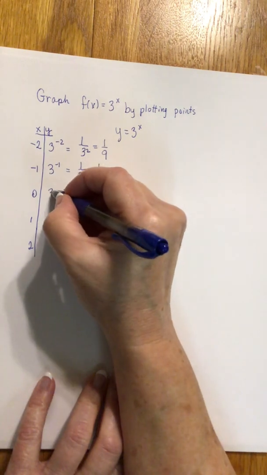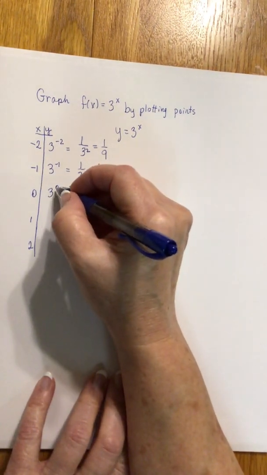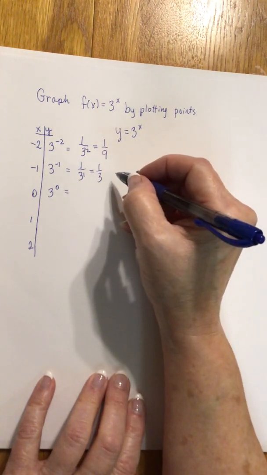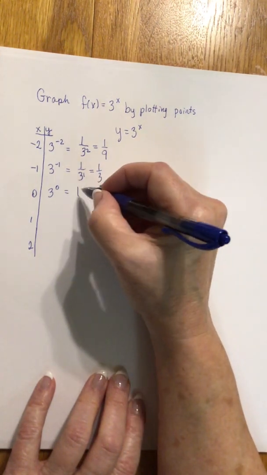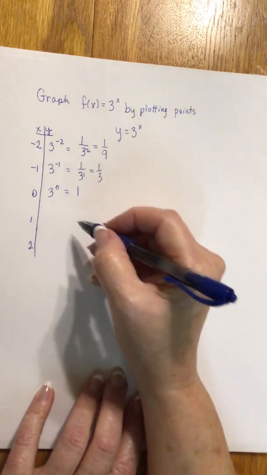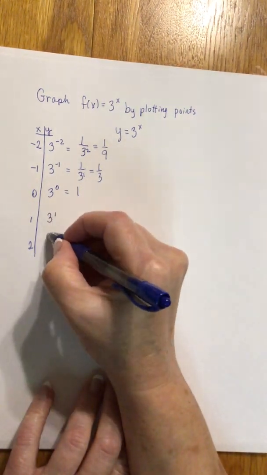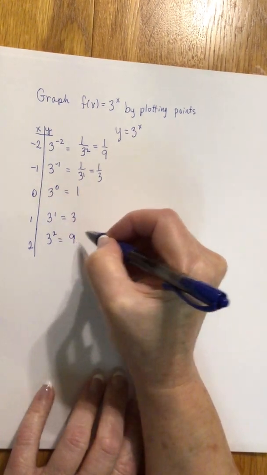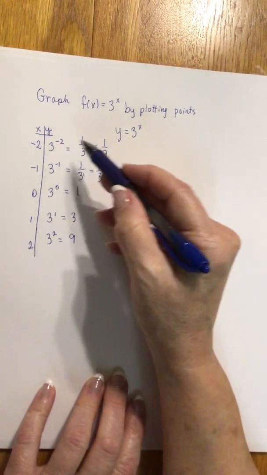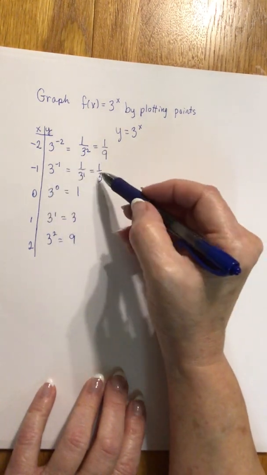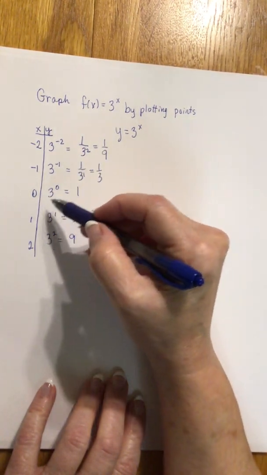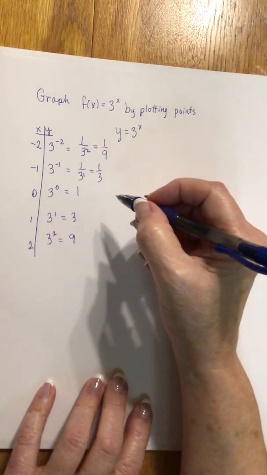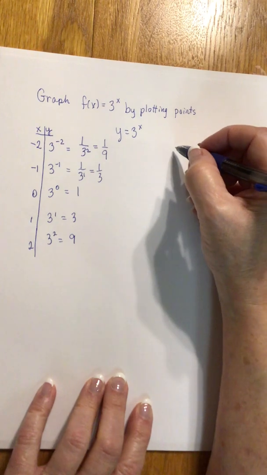The next one I have is 3 to the 0, we're still plugging into x. So 0 power, we know that anything to the 0 power is what? 1, good. So now we've got 3 to the 1 and 3 to the 2, and those are obviously 3 and 9. So my ordered pairs are -2, 1/9; -1, 1/3; 0, 1; 1, 3; 2, 9. So we're going to plug those into our picture.